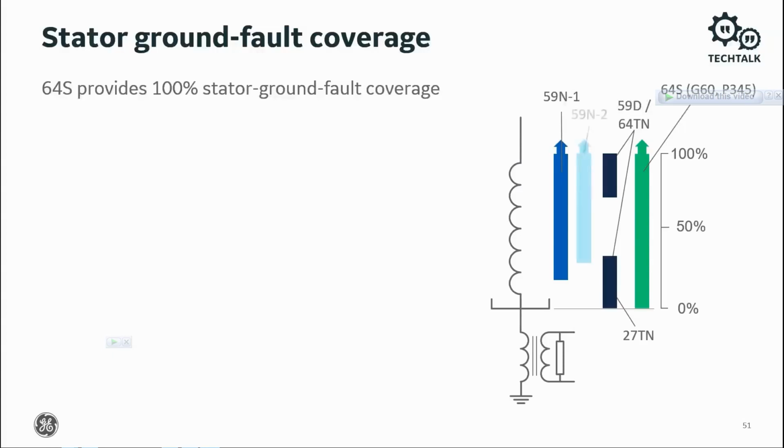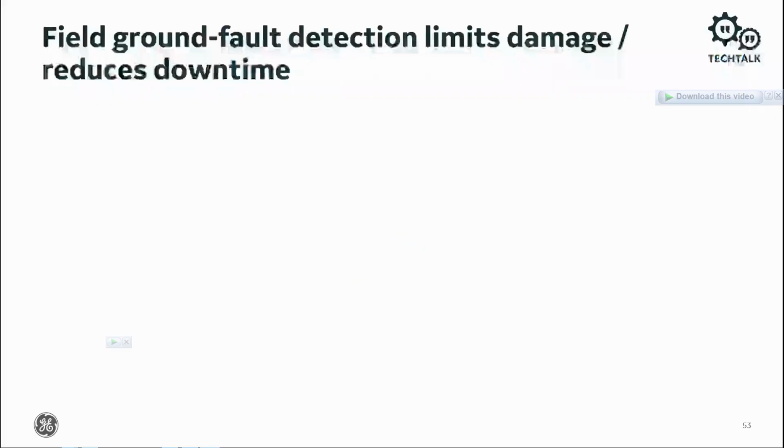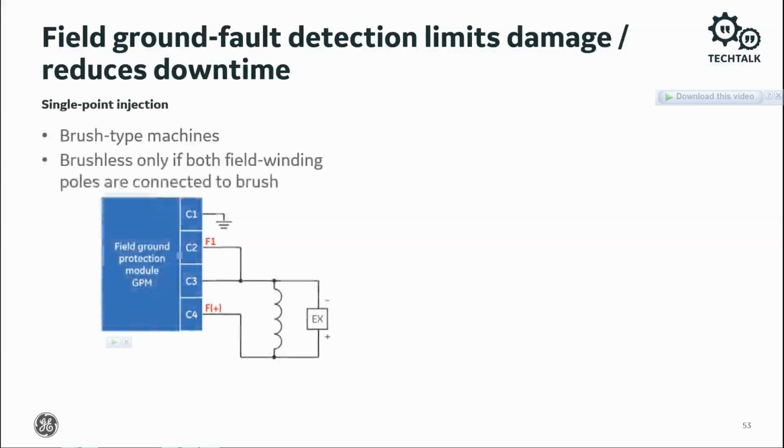We can measure resistance in the field circuit with sub-harmonic injection to detect field ground faults. Field ground fault detection limits damage and reduces downtime. There are two methods: single-point injection, which gives application flexibility and diagnostic information. It identifies quickly the fault location in the field winding. Single-point injection cannot be used on generators with brushless excitation unless both sides of the field winding are directly connected to a brush.